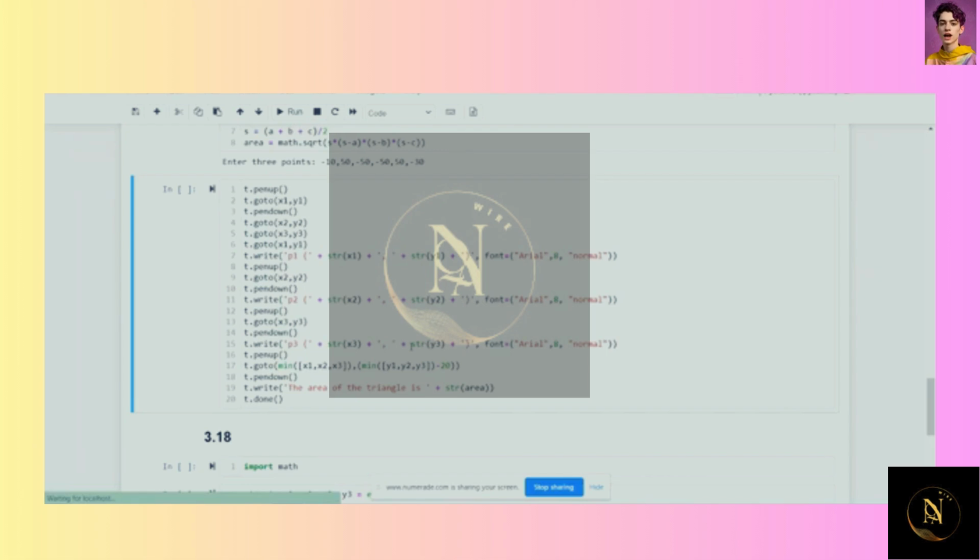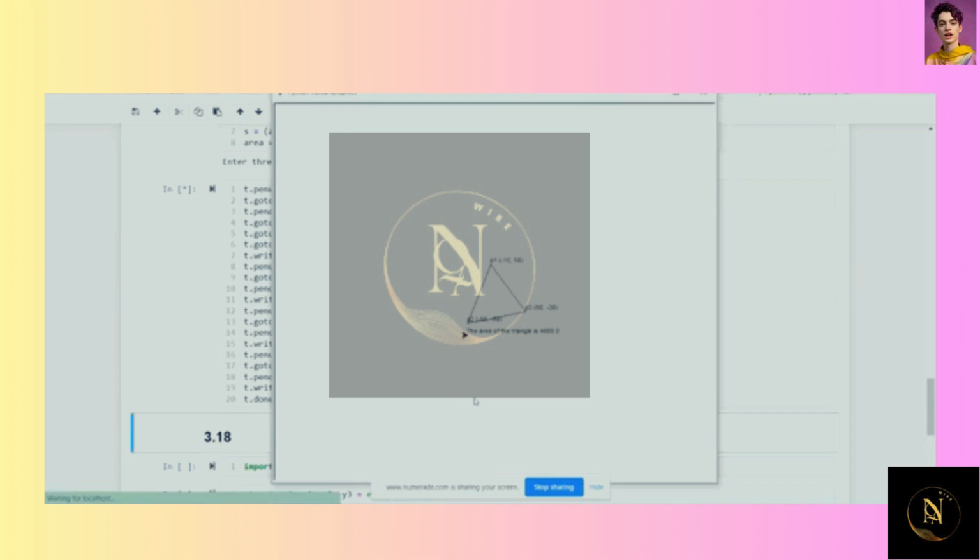and of course ending with turtle done. So I'm going to run that, and then for Jupyter Notebook, it opens up in a different window here, but we can see that it drew the triangle, put the coordinates at each corner, and wrote the area of the triangle is, in this case, about 4,600.